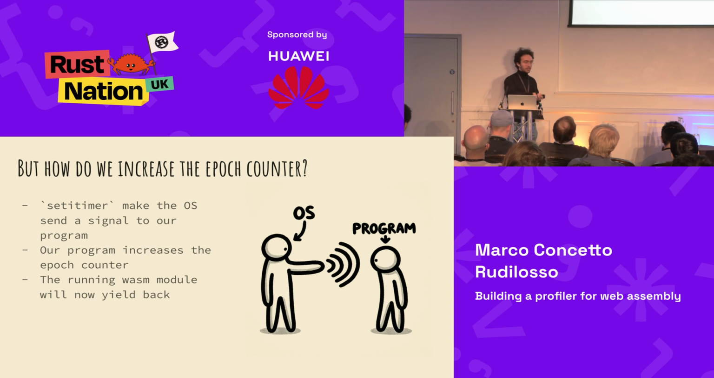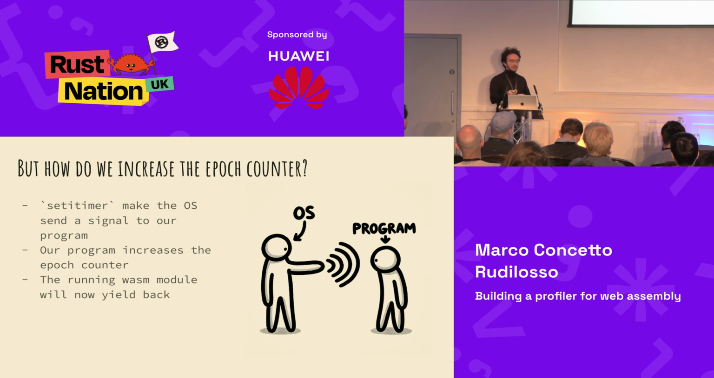And now we have something that at least sends a signal every so often. So we have what we need to actually increase the epoch counter. What happens is the OS stops the entire program with a signal, and we do something very minimal, which is just increase the epoch counter when this happens. Then when the program restarts after the signal is handled, it's probably inside wasm execution, which then checks the epoch counter. Now it's been increased, and it stops and yields back control to the runtime.